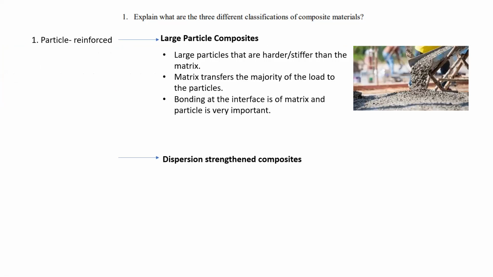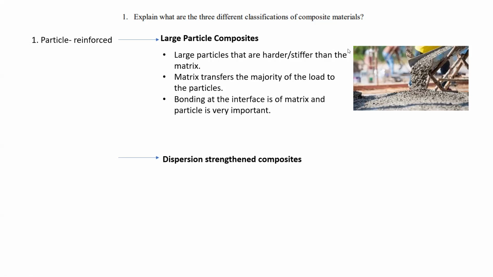So majority of the load is taken by the reinforcing member. And the strength of these composites is dictated by the interfacing bond between the matrix and the reinforcing member. What that means is basically the transfer of load is efficient when there is a very good bond between the matrix and the reinforcing member. A good example of that is concrete. We have gravel, which is the reinforcing member, and then you have the cement, which is the matrix. Other examples are concrete with steel reinforcement, all those kind of things.